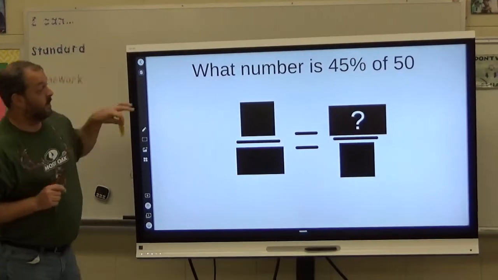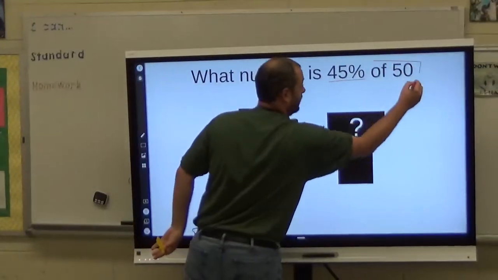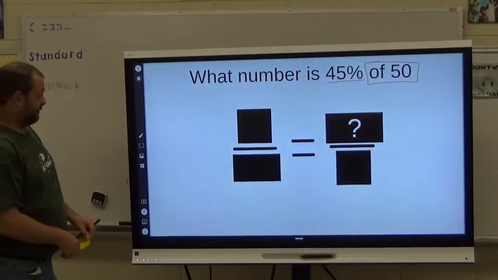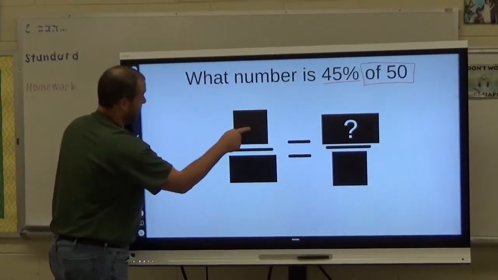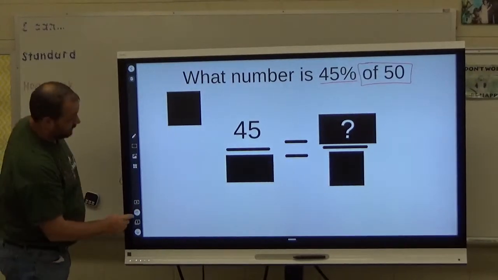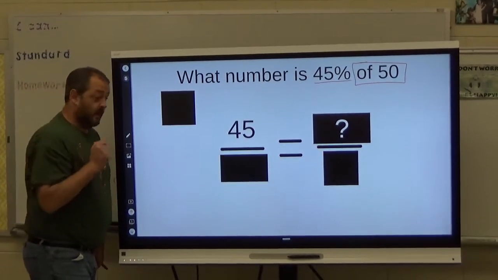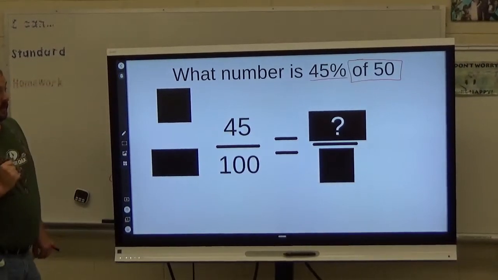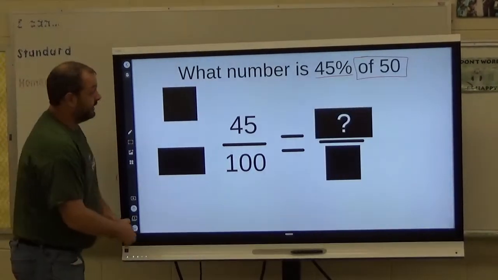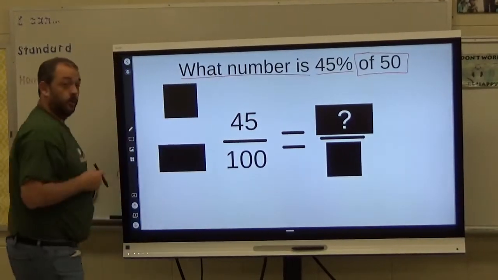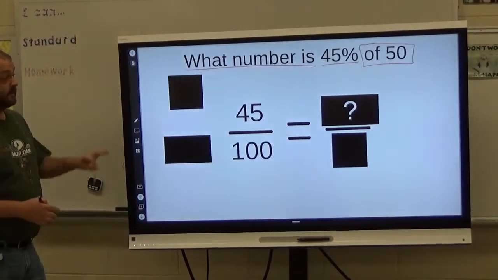Okay, here we go. What number is 45% of 50? Now before, you remember that we had percent top left. So guess what's going to go here? That's right, 45. Before, we had of bottom left. So guess what's going to go bottom left? You're right, 45. Now, the is goes top right, but if you notice, we don't know what number. So we have nothing, that's where the question mark is, to go top right.